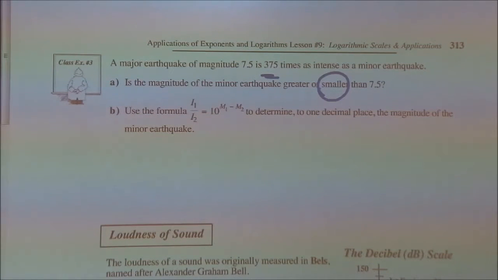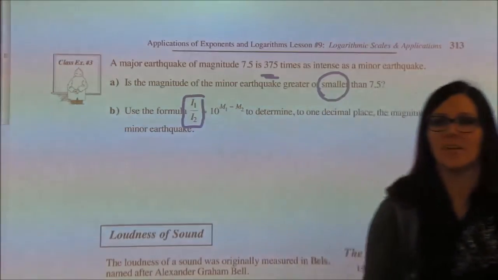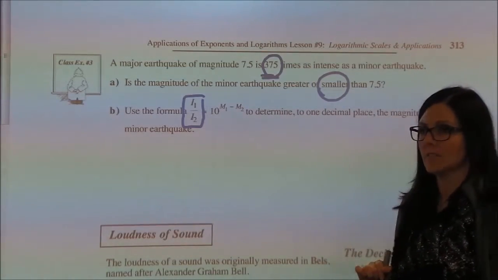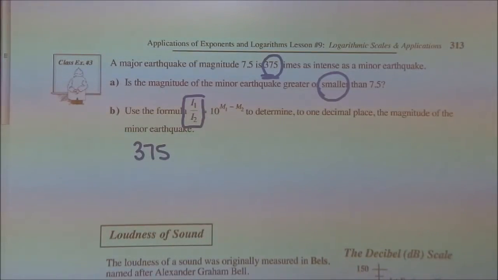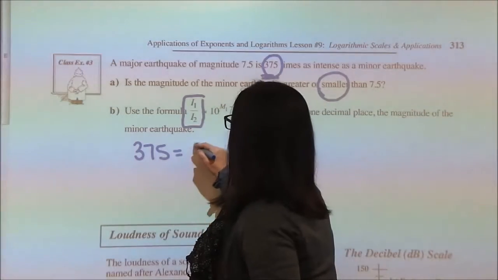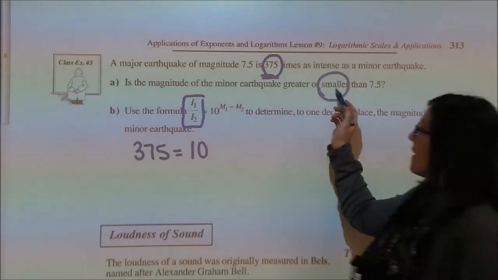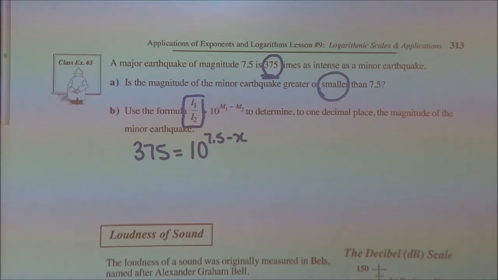Question B says, use the formula I1 over I2 equals 10 to the power of the difference in the magnitudes to determine the magnitude of the minor earthquake. This right here, that's the intensity difference. That's my 375. That represents taking the difference between the two intensities and finding that ratio, equals 10 to the power. Because we've said that the minor earthquake's the smaller one, that tells me that it has to be 7.5 minus x, minus that unknown value.